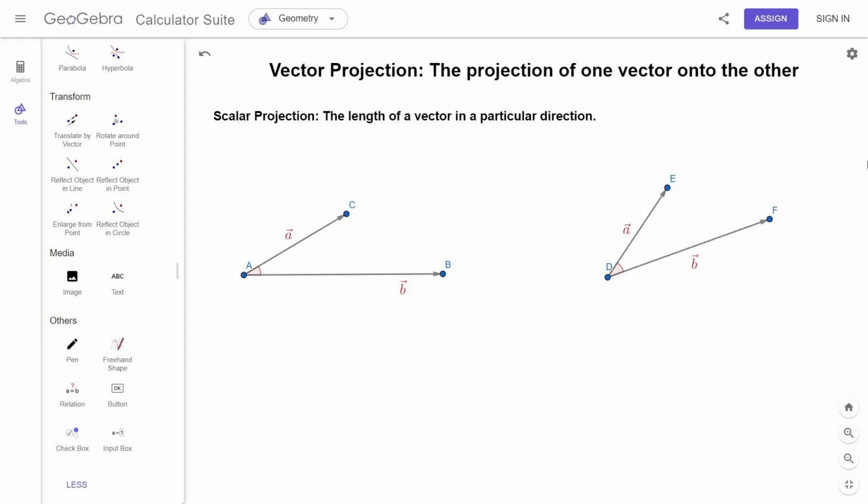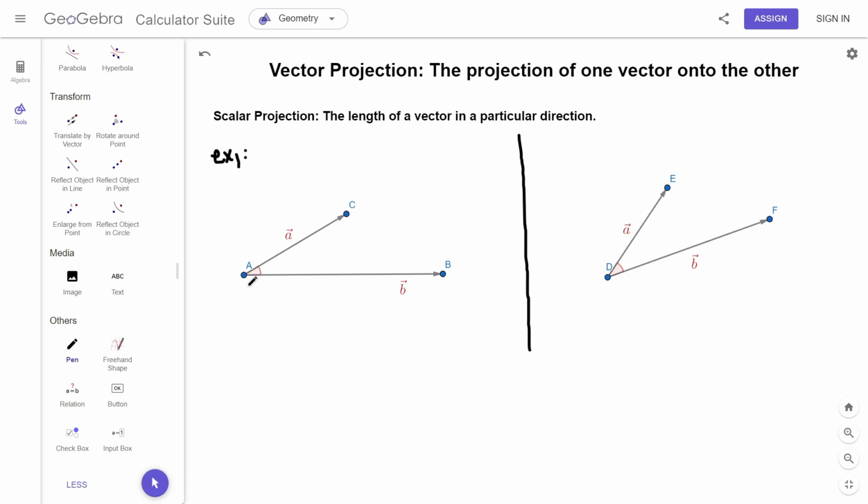Scalar projection is a scalar value, as its name implies. It represents the length of one vector when projected onto another vector, aligned with the direction of the second vector. To make this concept easier to grasp, I've prepared two examples. Let's begin with the one on the left.